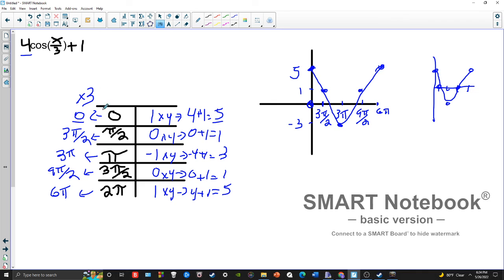And once again, x is changed by the opposite of what's happening to the theta. Y is changed by what's directly happening to the trig function, right? The outside numbers.